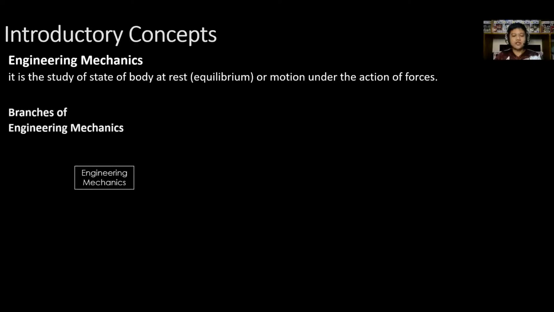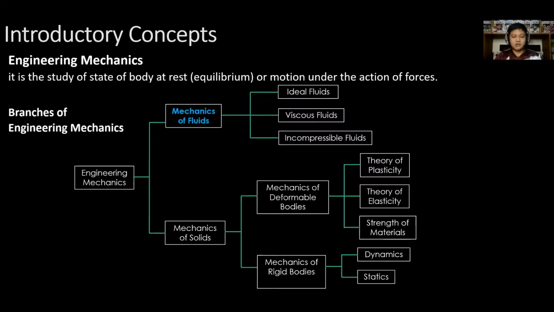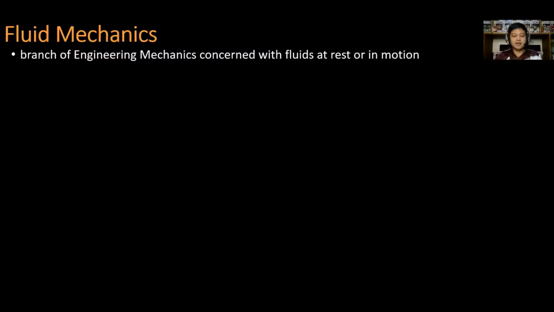For the branches of engineering mechanics, it is divided into two. First, the mechanics of fluids, which is our course, and the other one is the mechanics of solids, under which are your other subjects, such as statics and dynamics for mechanics of rigid bodies, and strength of materials, that is the mechanics of deformable bodies. Fluid mechanics is the branch of engineering mechanics concerned with fluids at rest or in motion.